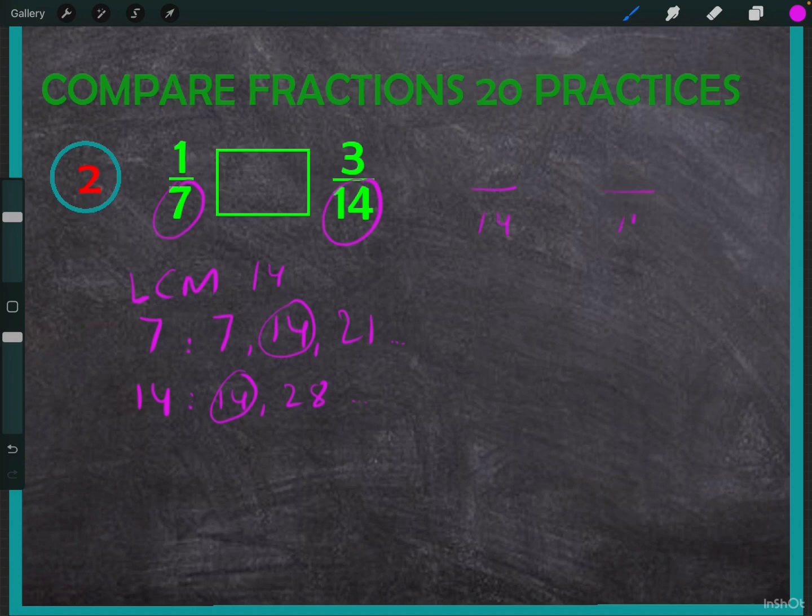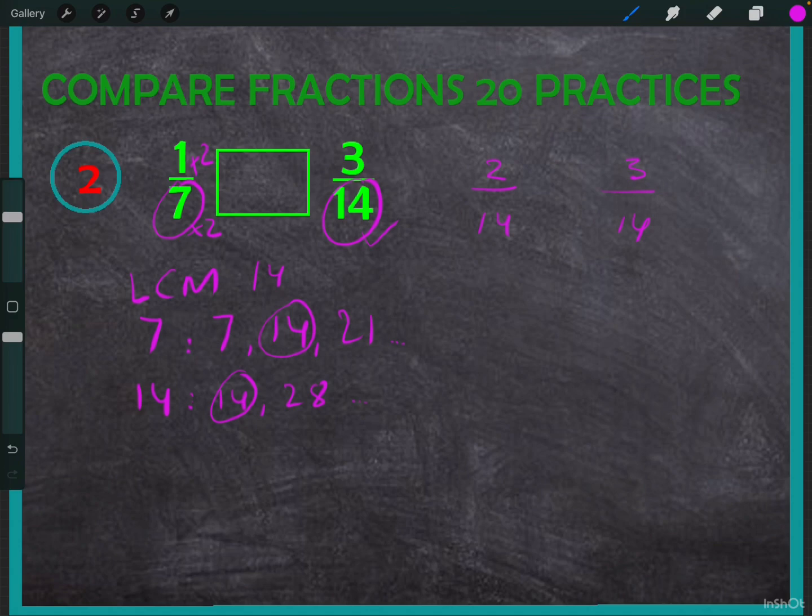From now, we will convert the two original fractions into new fractions with 14 in the denominator. So for the first fraction, we must multiply 7 by 2 and multiply 1 by 2. So 2 over 14 is the new equivalent fraction of 1 over 7. And 3 over 14, we just write it again. We don't need to convert because it has 14 in the denominator already.